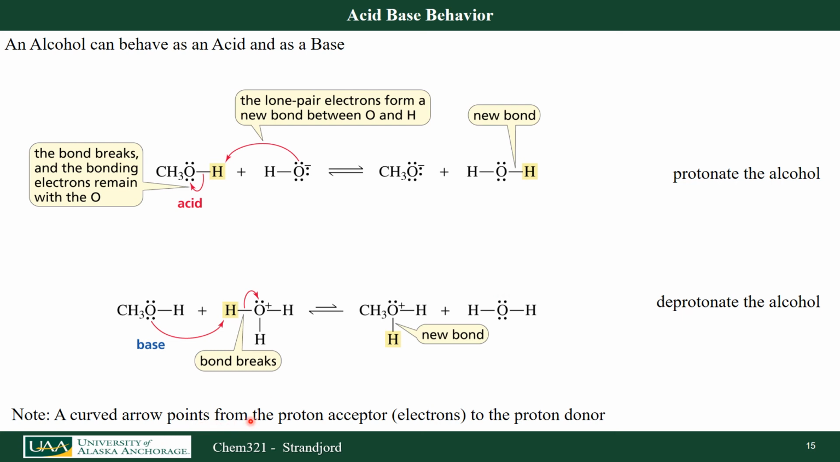Notice that the arrows always point from the proton acceptor, or the electrons, to the proton donor. So in this case, my methanol is a base. It is my electrons here that form a new bond with the hydrogen, which makes me break that one here. So I'm always moving my electrons with these arrows from the electrons to something else, in this case to the hydrogen atom. So in the first reaction at the top here, my alcohol was protonated. And in my second reaction, the alcohol was deprotonated.